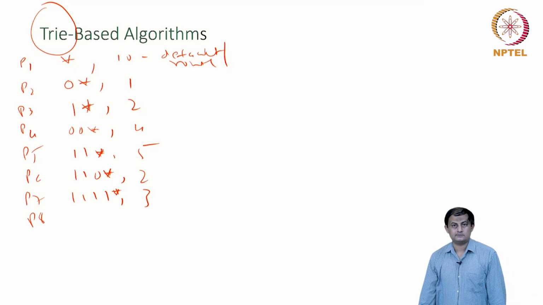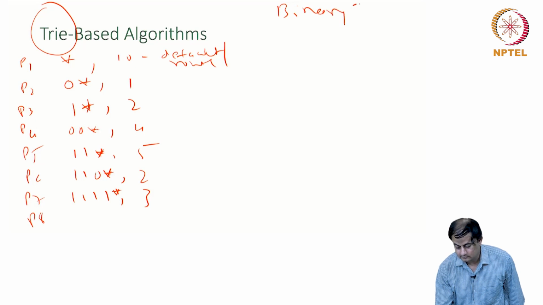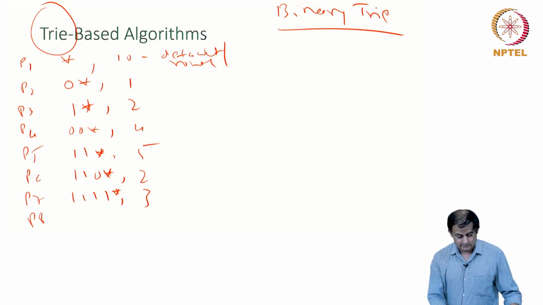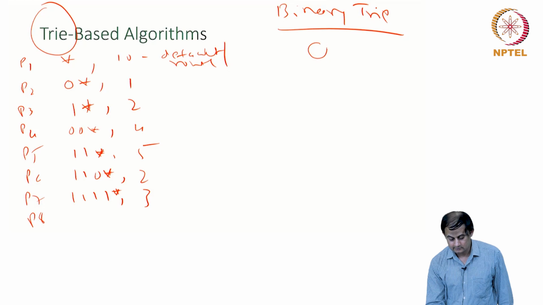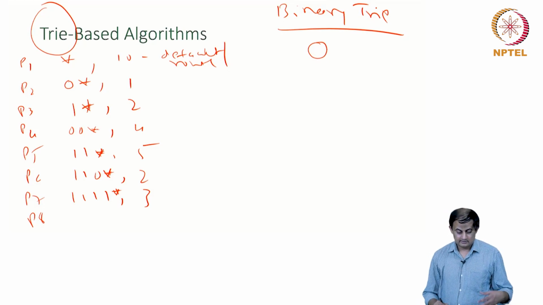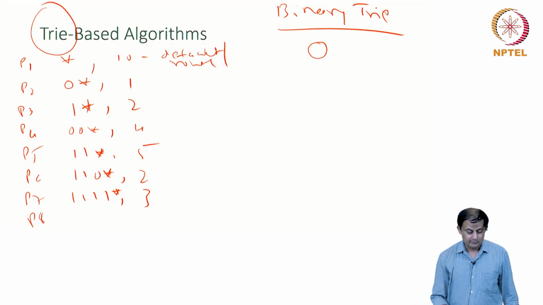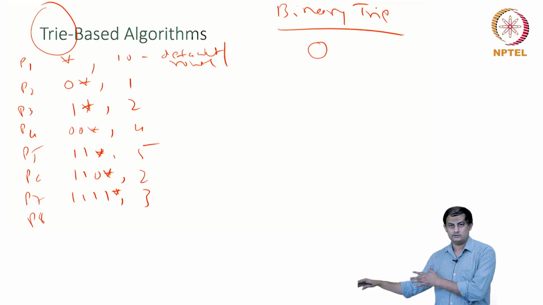So, how do I actually build this? The simplest form of the trie is called the binary trie. As the name suggests, there are at most 2 children for every node. The way I construct the trie for this set of prefixes is, I start with the root node and pick up one prefix, and then add nodes to the left or to the right of the root node to accommodate whatever the prefix is saying. Every time I have a 0 in the prefix, I take the left path. Every time I have a 1 in the prefix, I go to the right path.